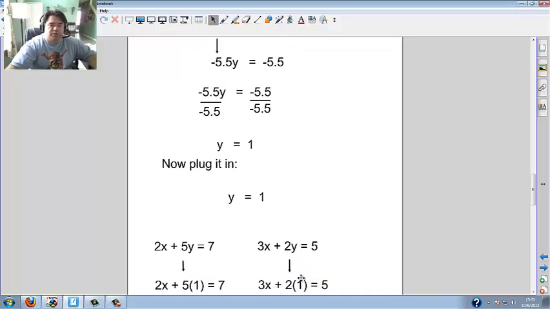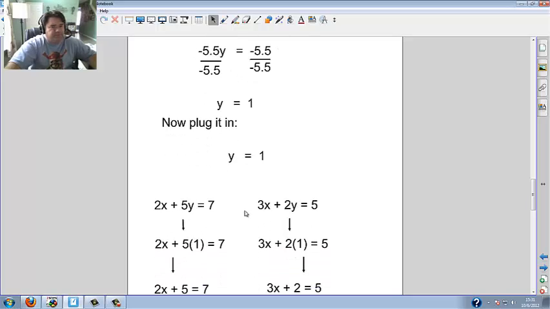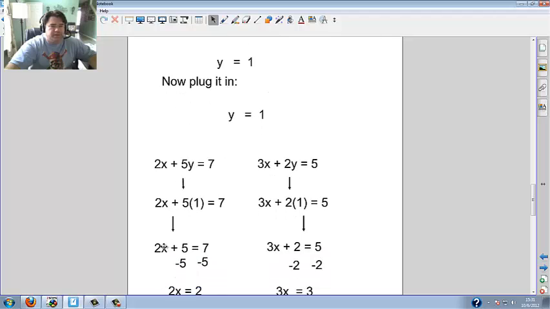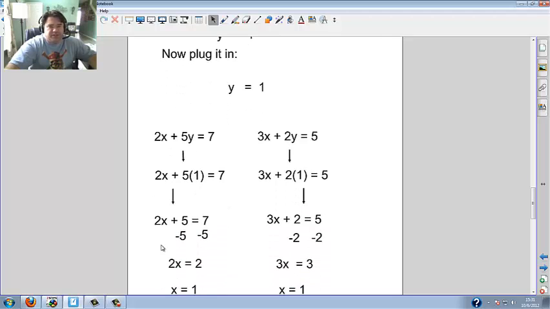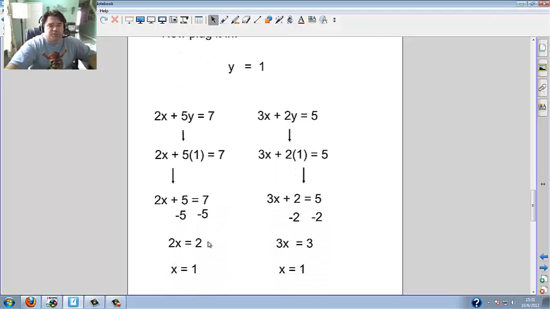Now let's plug it in. Does it matter which one? Absolutely not. I'll plug them into both just to prove I can. Plug the 1 in here, so instead of 5 times y, now 5 times 1. 2x plus 5 equals 7, minus 5, 2x equals 2. Divide by 2 on both sides, x equals 1. On this side, plug the y in, so instead of 2 times y, 2 times 1. 3x plus 2 times 1, which is 2, equals 5, minus 2, 3x equals 3.